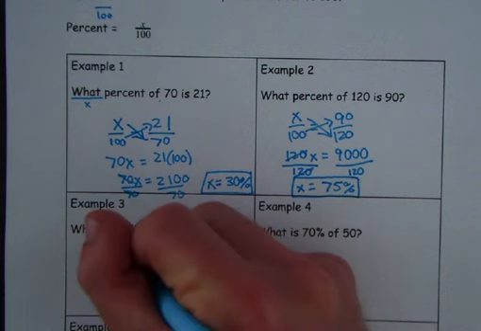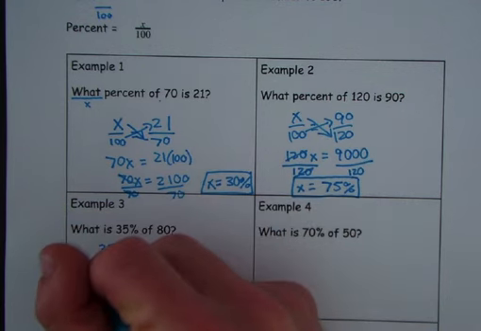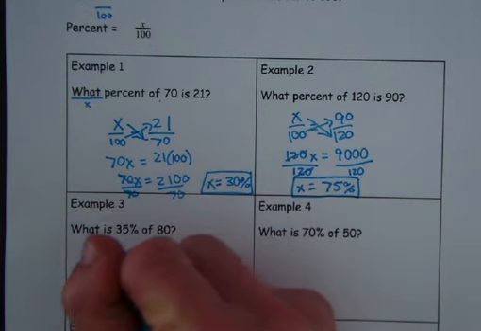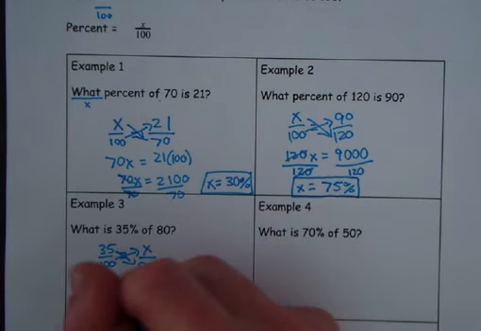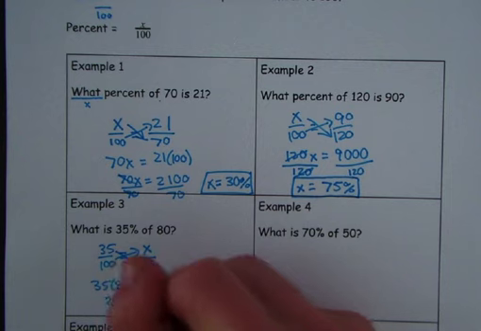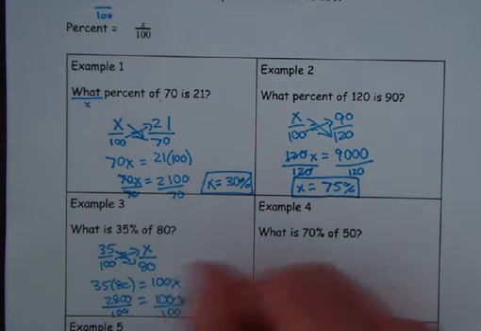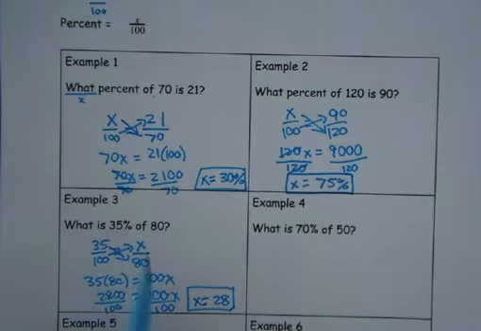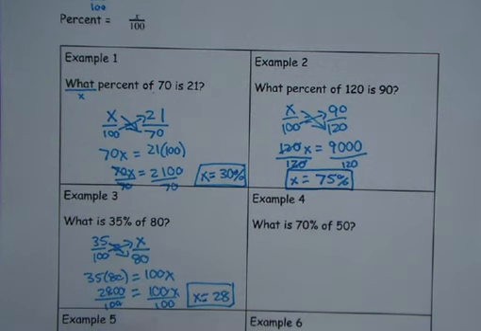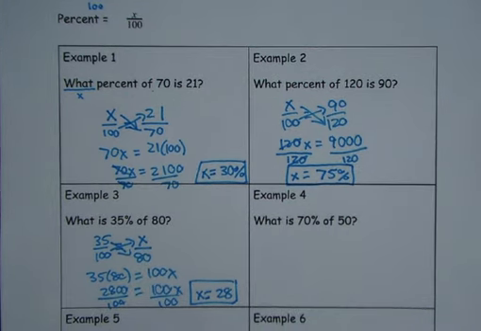Cross multiply. 35 times 80 equals 100x. 2,800 equals 100x. Divided by 100, and x equals 28. Now, this is not 28% because it's 35%. So 28 over 80 gives us 35%.